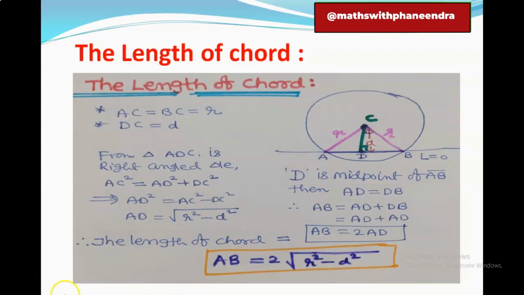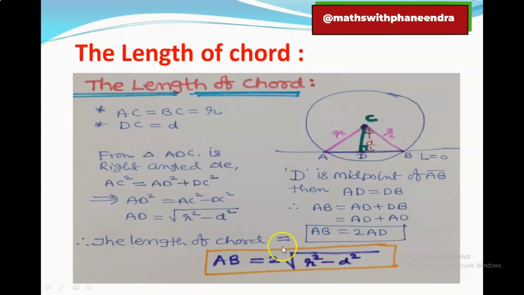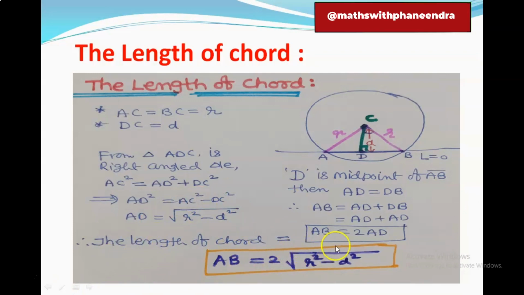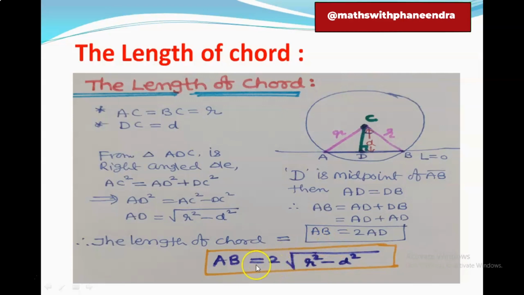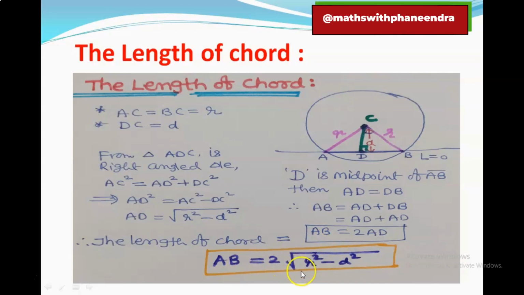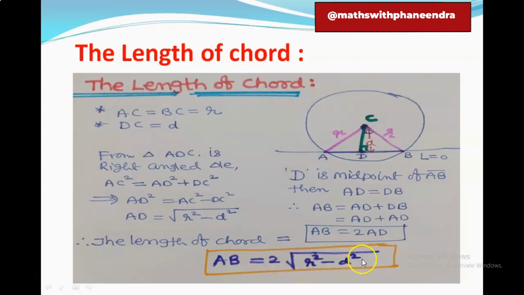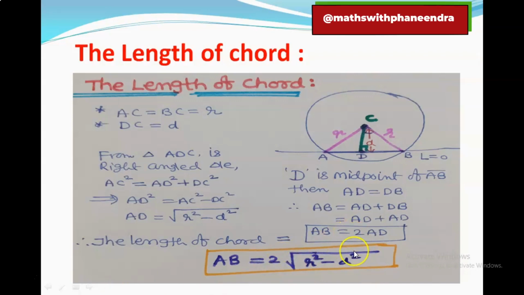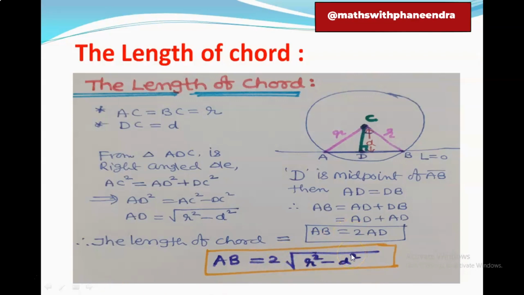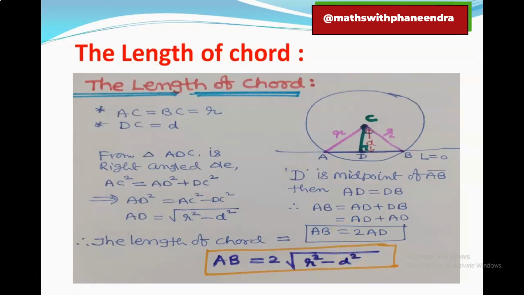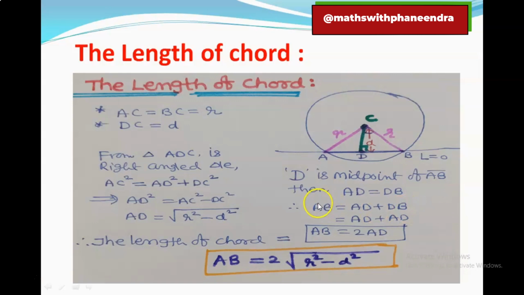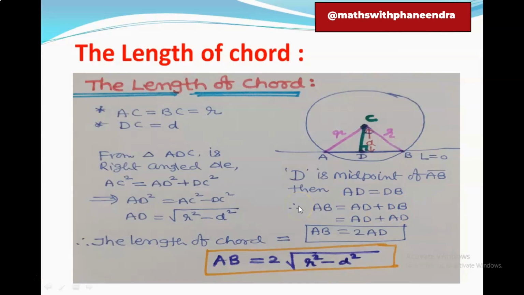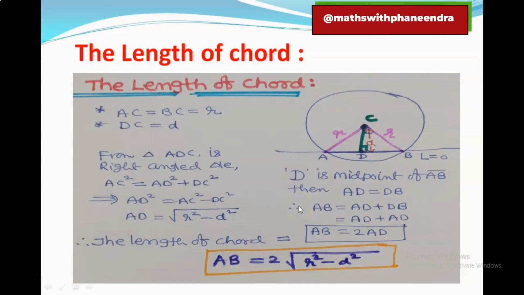After getting the AD value, now write the formula. The length of chord AB is equal to 2 times the square root of r² - d², that is AB = 2√(r² - d²). This formula is very important for 4 marks. Keep it in mind. We'll move to the next concept. I'll take one example regarding the length of a chord.